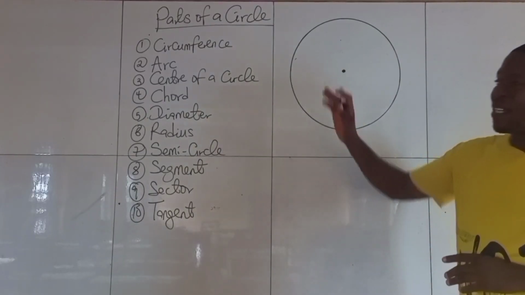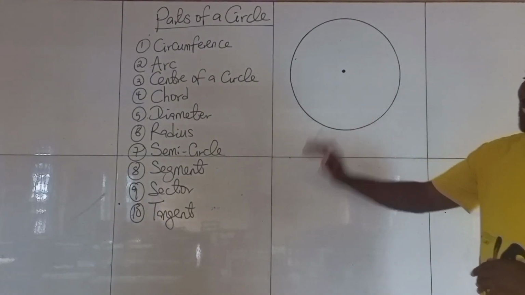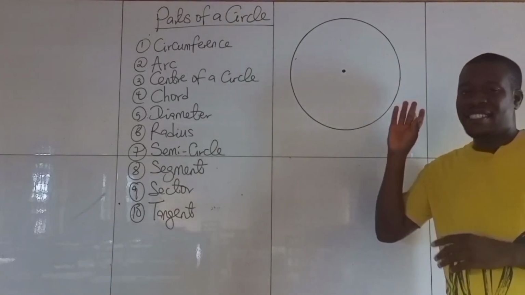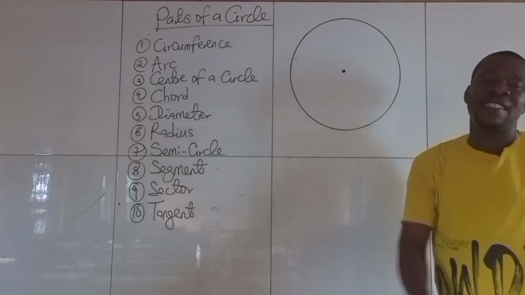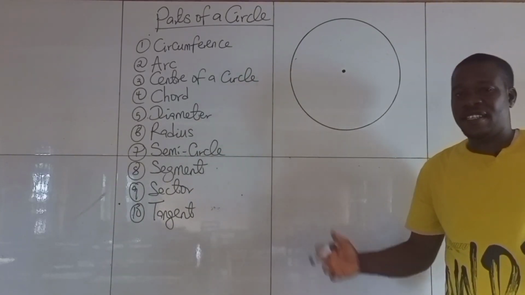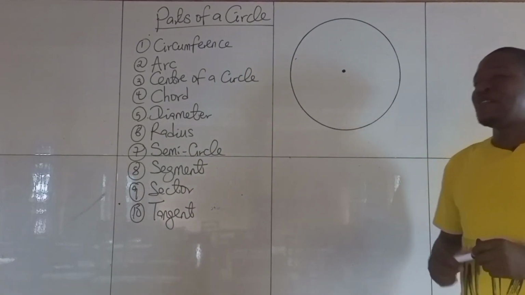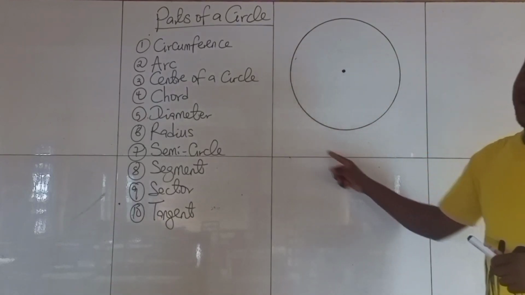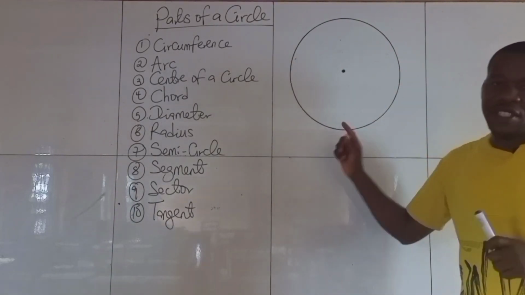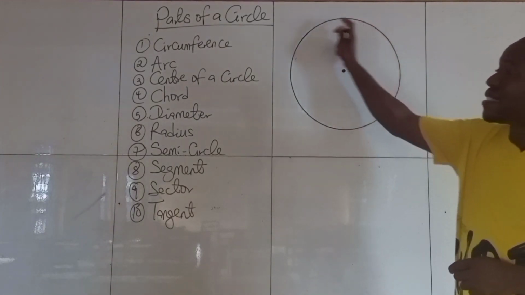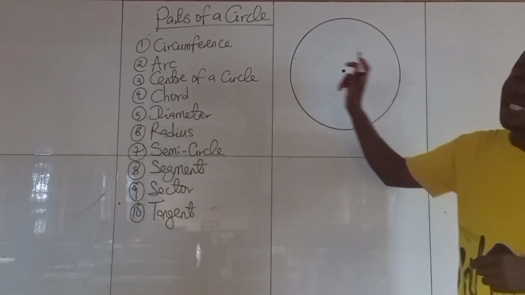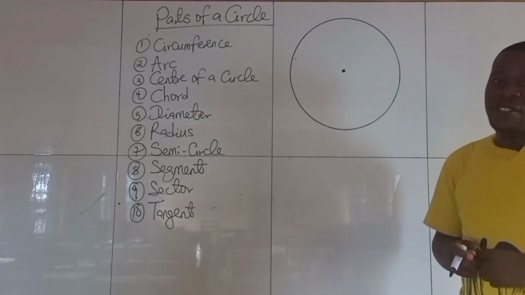So we look at a circle. What are the parts of a circle? We'll look at these parts one after the other and explain them and illustrate them in this diagram. So we start with the first part. The first part is the circumference of the circle. The circumference of the circle is the total outer boundary of the circle. So all this line that makes up this circle is called the circumference of the circle.